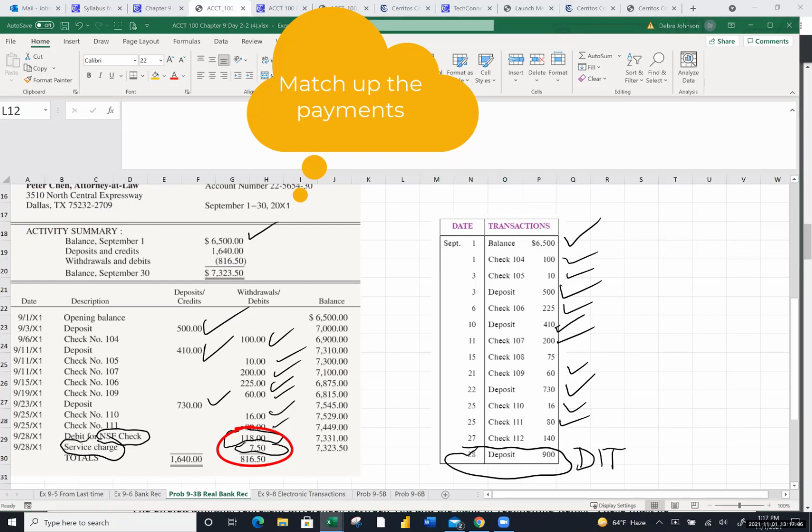Let's go over to our side of the house. Do you see anything else over here on the right-hand side that doesn't match up? Well, I see a couple things. I see this check 108 for $75. That means we wrote it, but if you look over here, there was no check 108 that has cleared, might be in a sock drawer. That is an outstanding check.